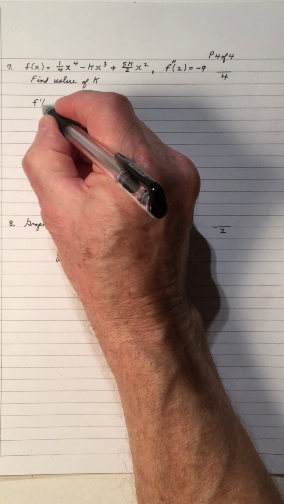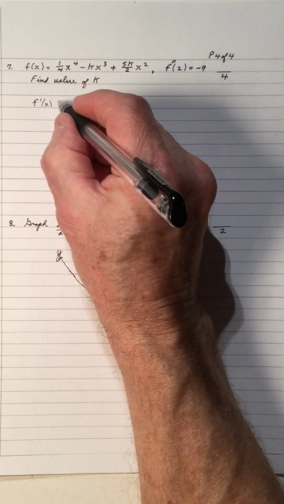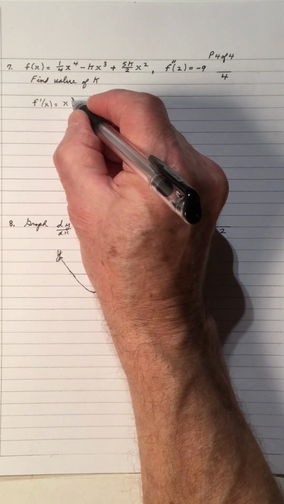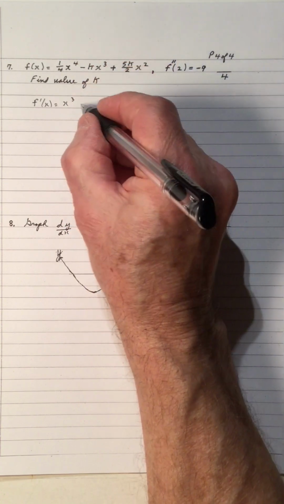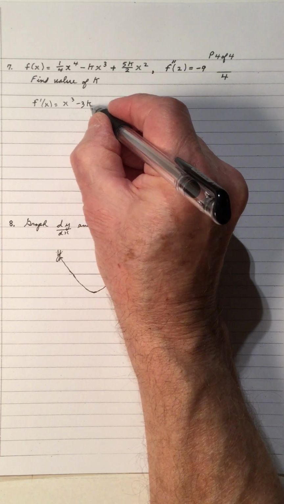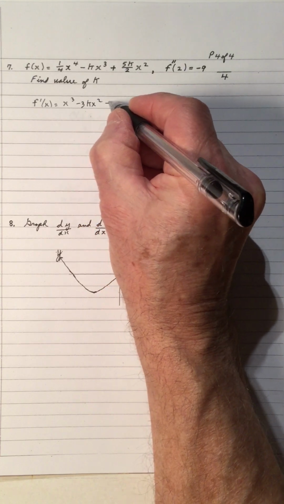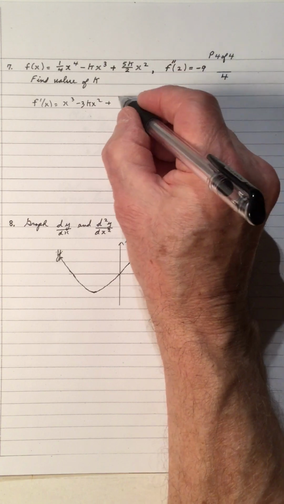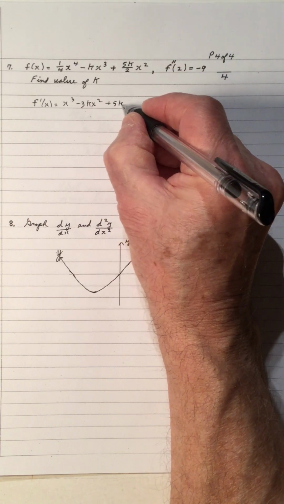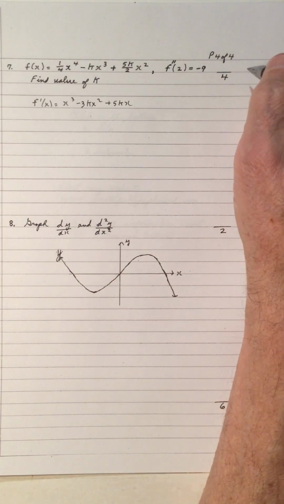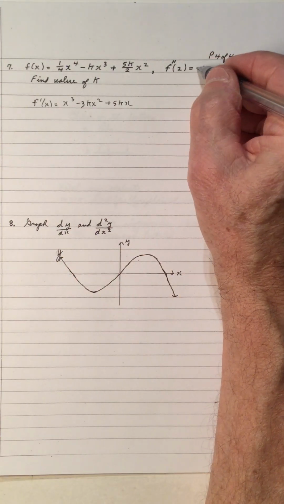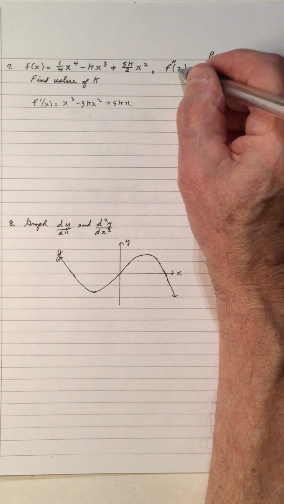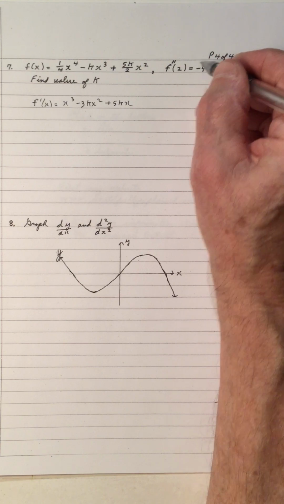The first derivative of f is 1/4 times 4 is 1. So we get x cubed. Negative k times 3 is negative 3k x squared. 2 times 5k over 2, the 2's cancel, and I get 5k x. That's the first derivative, but we got to go to the second derivative, because in the second derivative, the value of x as 2, we get the second derivative to be negative 9.